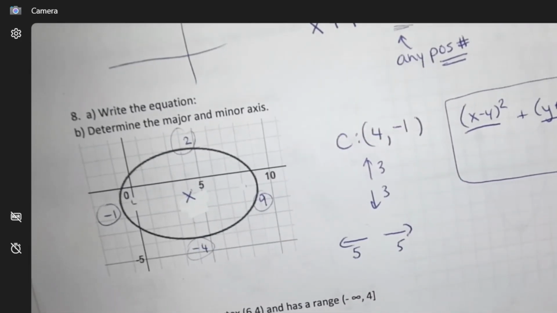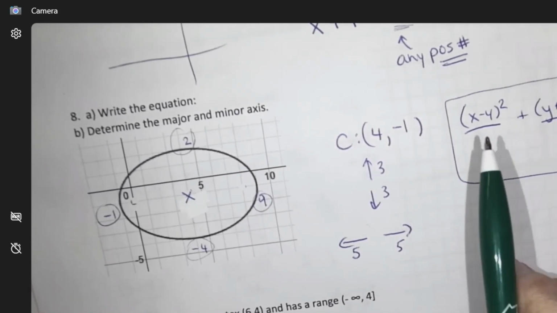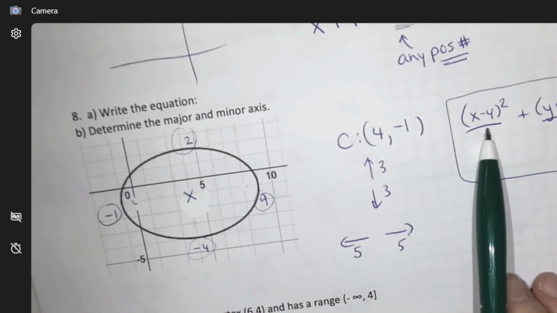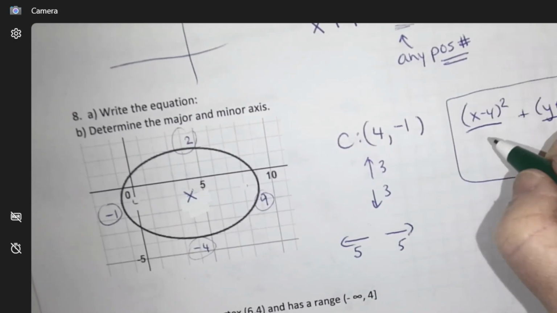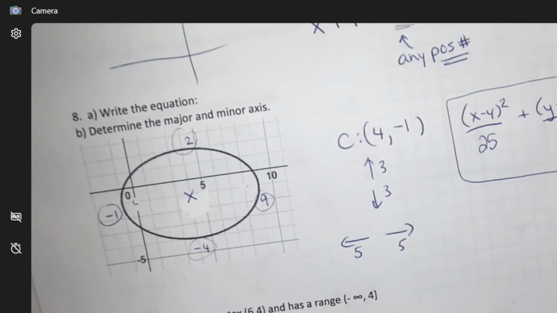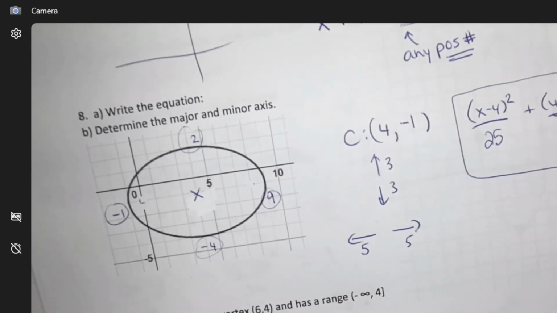Okay, the ellipse equation, you have a plus and equals 1. Get your center. Under the x, that's the horizontal stuff. So I wrote this here, 5 and 5 horizontally. So under the x, 25. The y is vertical, so here's my little visual. Vertically, I went 3, 3. So that's a 9.